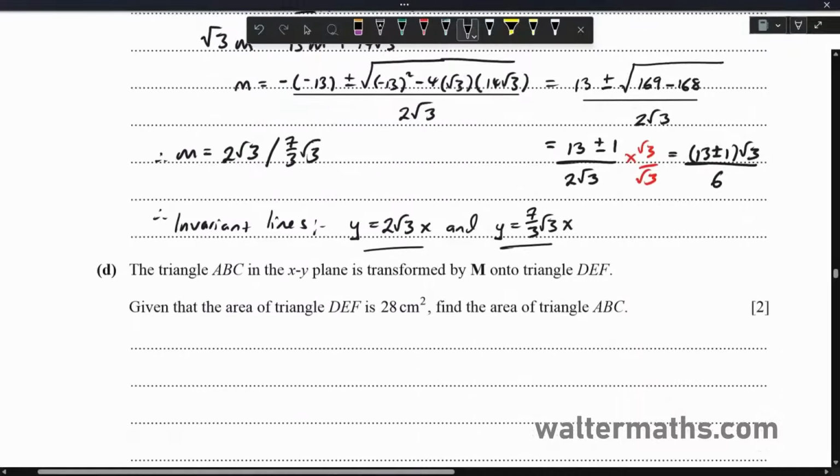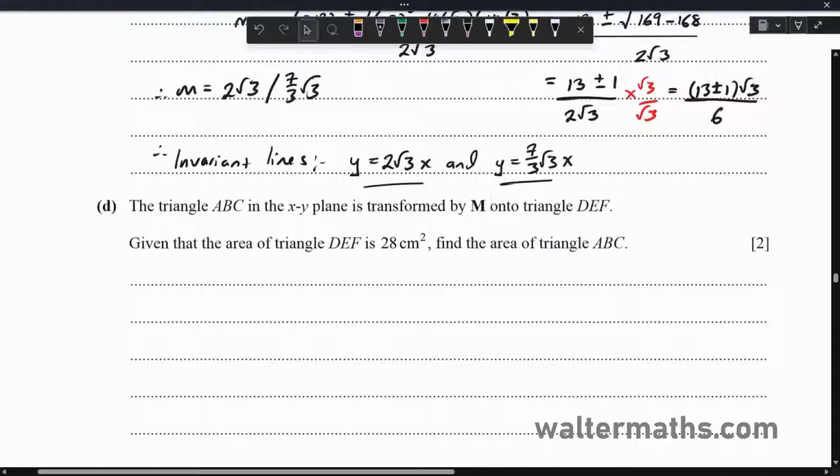Okay, let's move on to part D. On part D, the question says, the triangle ABC in the xy plane is transformed by M onto triangle DEF. Given that the area of triangle DEF is 28 square centimeters, find the area of triangle ABC. So we have triangle ABC and triangle DEF, and by matrix M, we have this mapping.